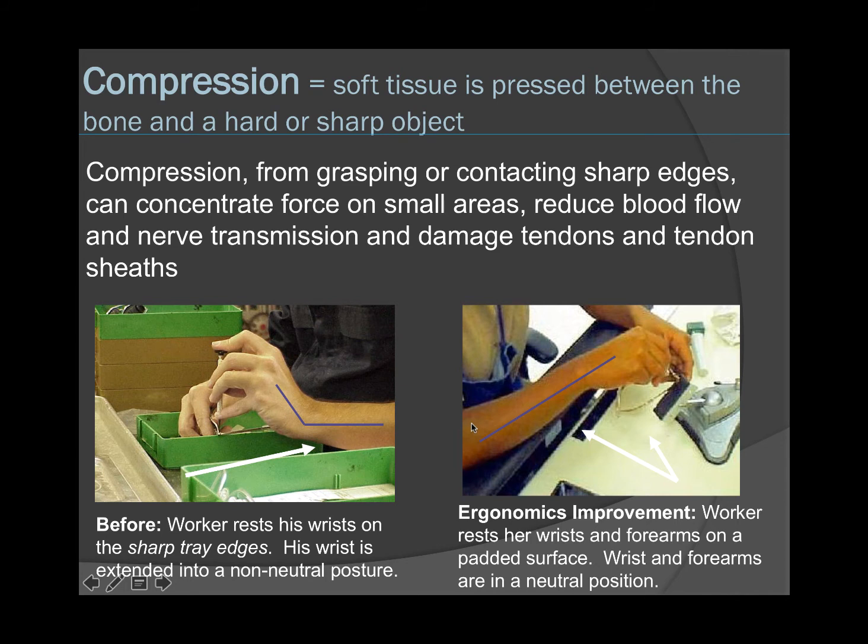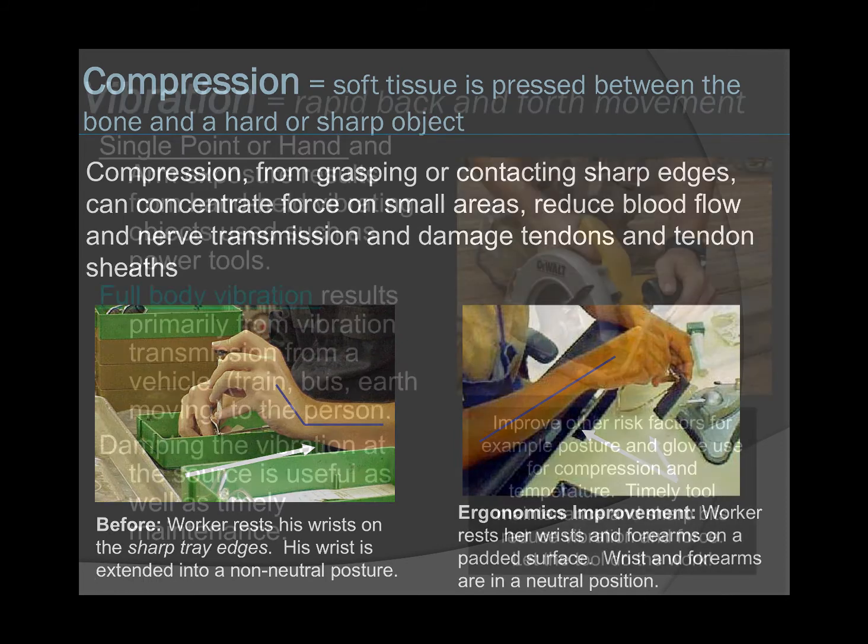The solution we were able to put in place was to pad the edge, which not only helped straighten out the wrist but provided something soft so you didn't have that direct compression into the forearms. And then the anvil also helped to orient the work up towards the worker, which reduced the awkward position.